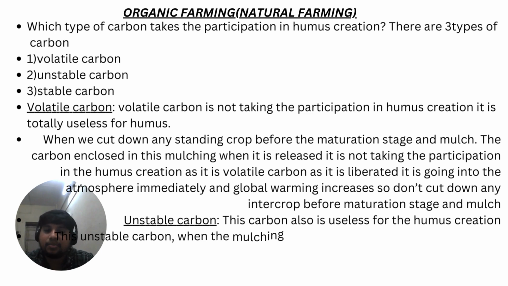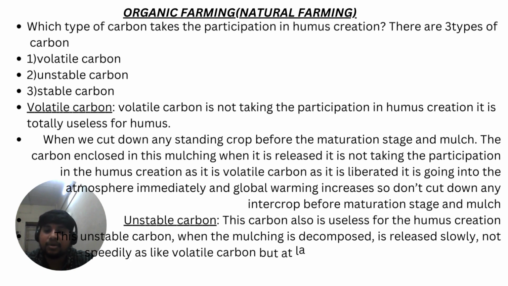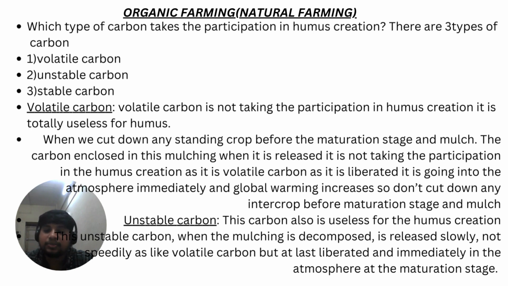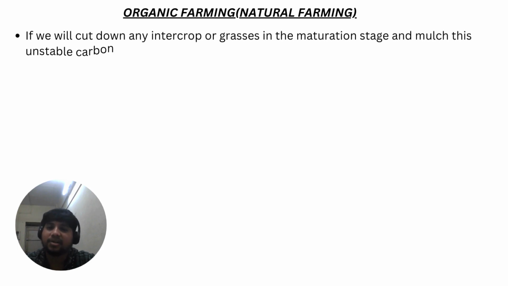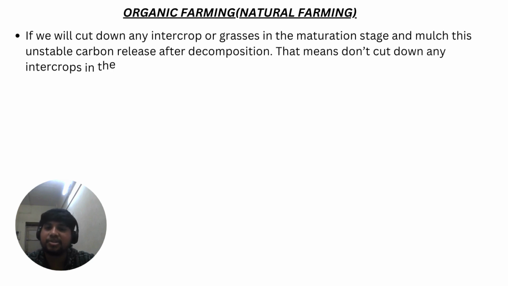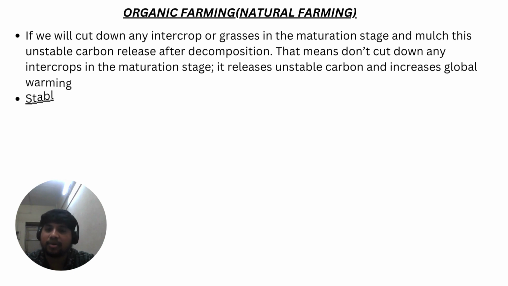Unstable carbon. This carbon is also useless for humus creation. When the mulching decomposes, this unstable carbon is released slowly, not speedily like volatile carbon, but at last it is liberated into the atmosphere at the maturation stage. If we cut down any intercrop or grasses at the maturation stage and mulch, this unstable carbon is released after decomposition. That means don't cut down any intercrops at the maturation stage. It releases unstable carbon and increases global warming.